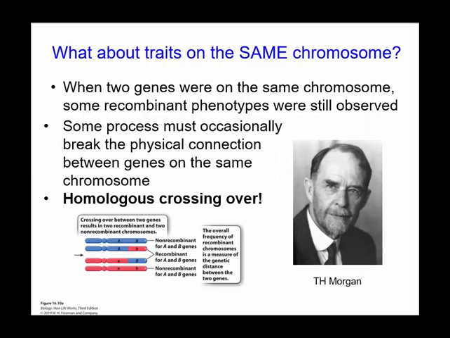So when two genes are on the same chromosome, how do we end up with these recombinant types? Again, it doesn't seem to make sense, but you have to think back to meiosis and what's happening during meiosis in prophase 1, homologous crossing over. So homologs align and they swap pieces of DNA. And this is a way to mix up those alleles.